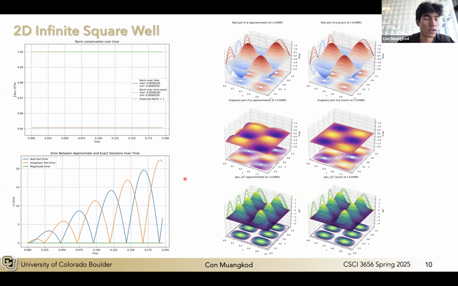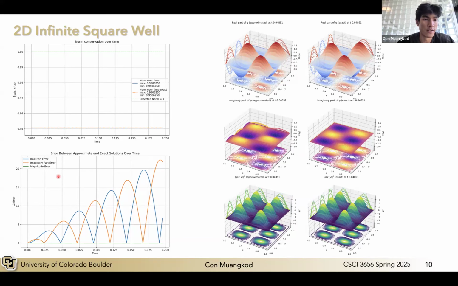And once we look into the exact solutions, which are shown on the right plot here, the right column is going to be the exact solutions, and the left column is going to be our approximate solution. As you can see, we barely see any difference between the real part of the wave function, but if we look into the imaginary part, we see a tiny difference. So our approximation is going to be a little bit higher compared to the exact solution, but the probability density between those two is almost identical.